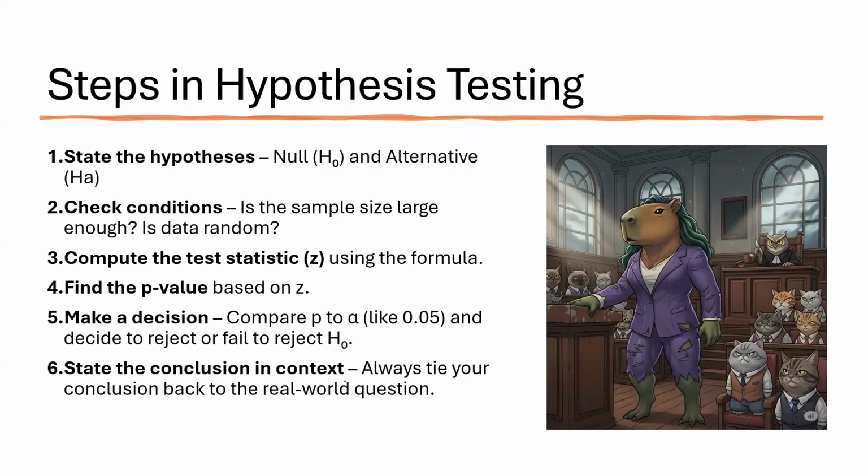Here's the step-by-step procedure for hypothesis testing. First, state the hypotheses, the null and alternative. Second, check your conditions. Is the sample size large enough? Is the data random? Third, compute the test statistic z using the formula we just discussed. Fourth, find the p-value based on z using either technology or a table in the back of the book. Fifth, make a decision: compare p to alpha, and decide to reject or fail to reject the null hypothesis.